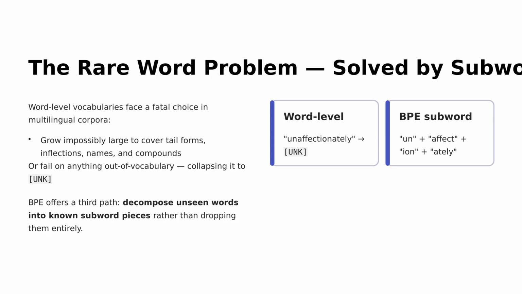One of the biggest problems with word-level vocabularies is rare words. In multilingual data, you either make the vocabulary enormous to cover inflections, names, and compounds, or you map unseen words to a useless, unknown token. BPE gives us a better option. Instead of dropping a word like unaffectionately, it breaks it into familiar subword pieces like un, affect, ion, and ately, so the model can still capture meaning.